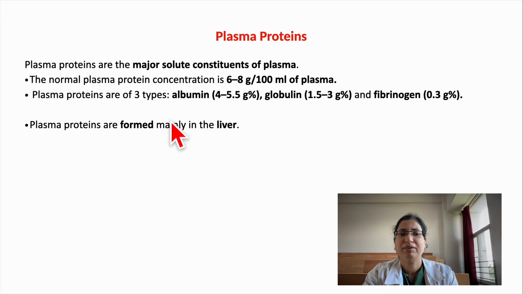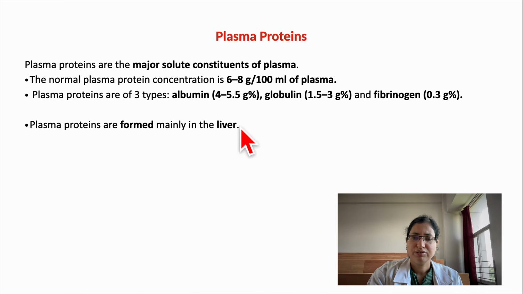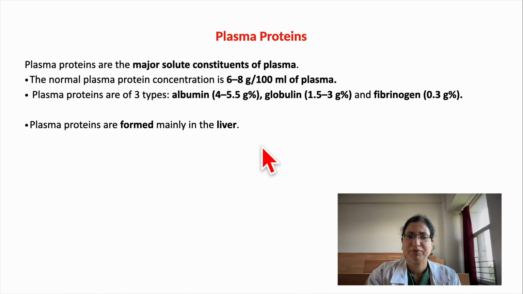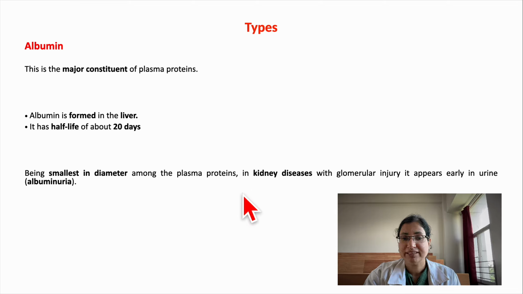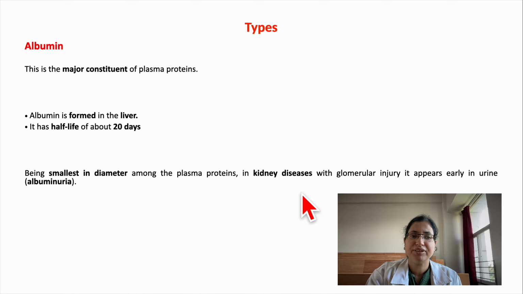Plasma proteins are formed mainly in the liver. So which organ is responsible for the production of plasma protein? It is the liver. Then the types. Albumin first. This is the major constituent of plasma protein. Albumin is formed in the liver and has a half-life of about 20 days. Being smallest in diameter among the plasma proteins, in kidney diseases with glomerular injury, it appears early in urine.